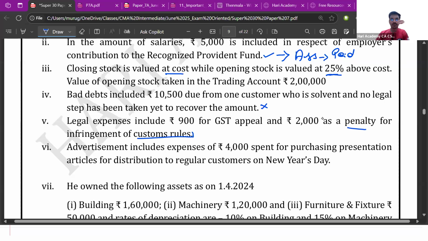Next, advertisement expenses include rupees 4000 spent for purchasing presentation articles for distribution to the regular customers on New Year's Day. This is an allowable expenditure. There is no bar on it.